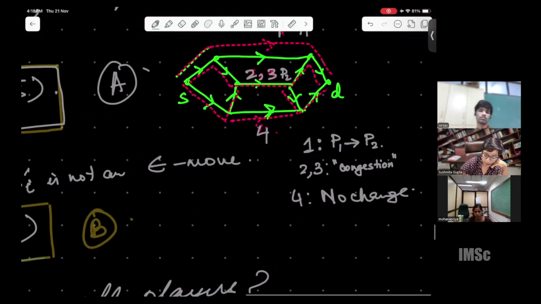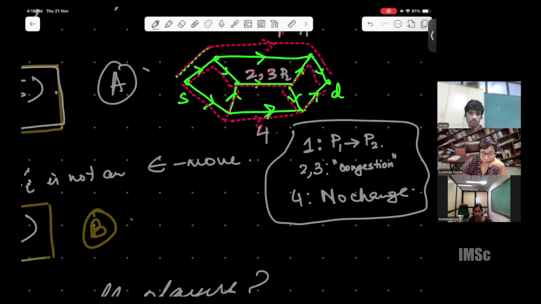Now, you may ask in this example, why did P1 actually change from this path to this path? Dipra, are you still with me? Or did you get disconnected?